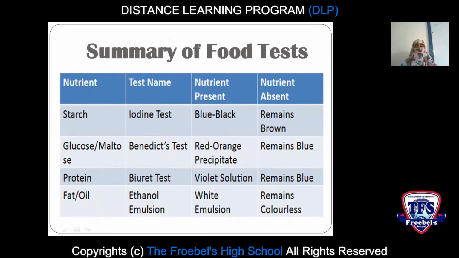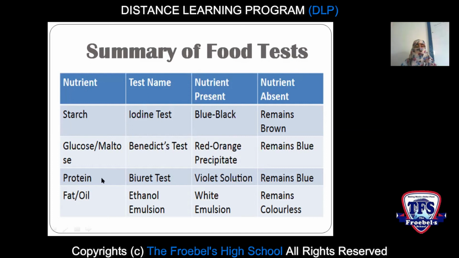Glucose is the second nutrient. Its test uses Benedict solution. And if reducing sugar is present, it will turn from blue to green, green to yellow, yellow to orange, and then brick red. That shows the presence of reducing sugar. Now, if reducing sugar is absent, it will stay blue.